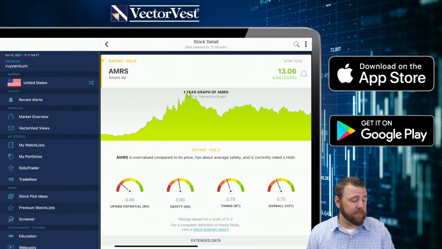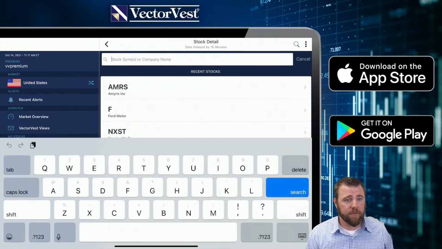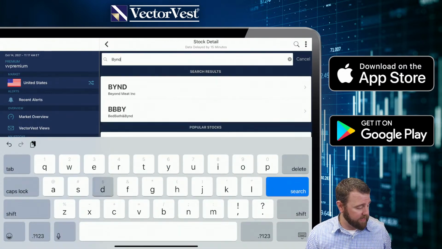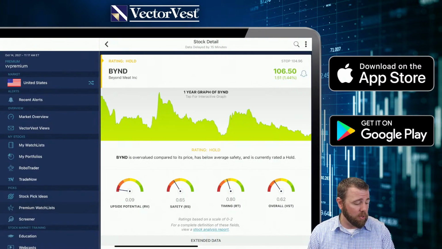Let's see, AMRS. AMRS, poor long-term potential. A lot of risk associated with this stock. It's in a steady decline. Overall, the stock is not favorable here. BYND. BYND, poor long-term potential. A lot of risk associated with it. You're in a steady decline. Overall, definitely not a good play right now.